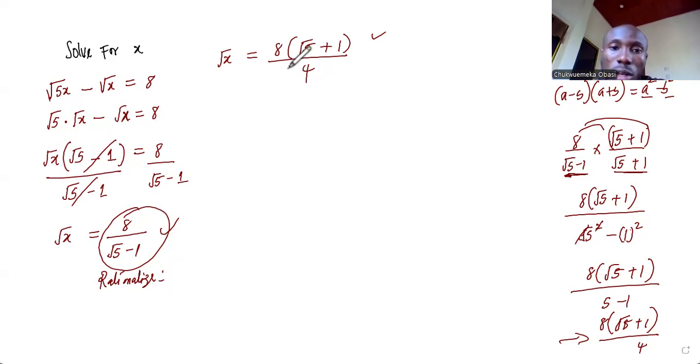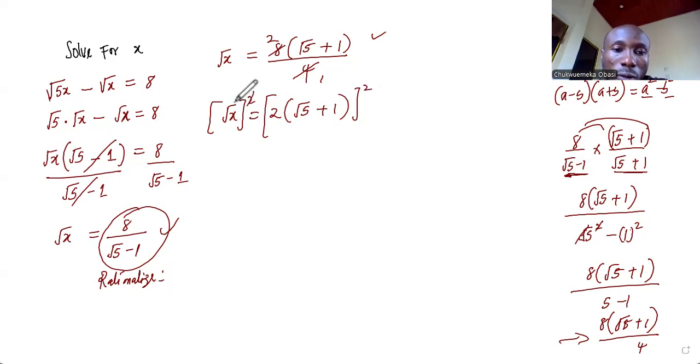So just take note. From here, we can cancel out these guys. Here we have 2. So we have the square root of x is equal to 2 into the square root of 5 plus 1. We shouldn't distribute early because we want to get the value of x. We can just go ahead and square both sides. Let's square this side and we square this side.